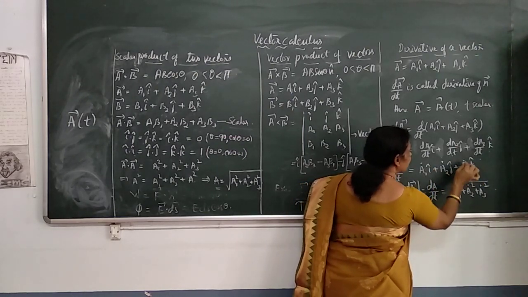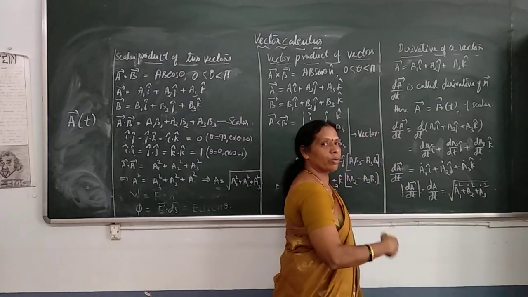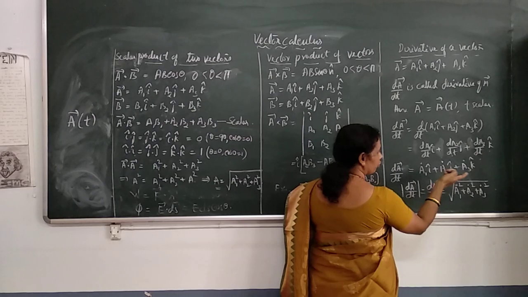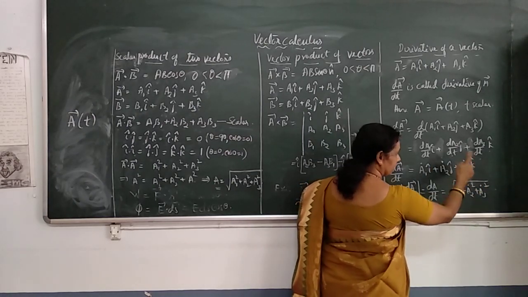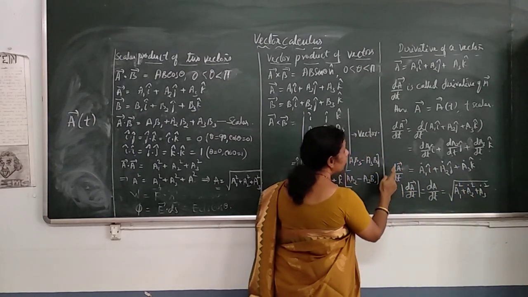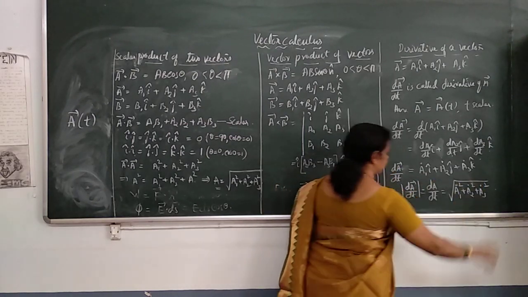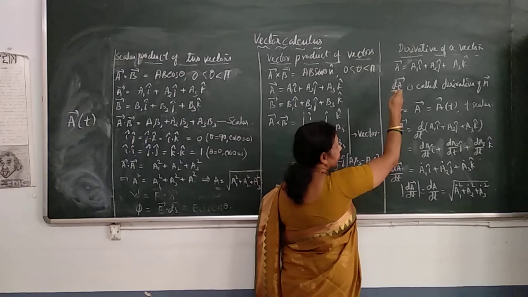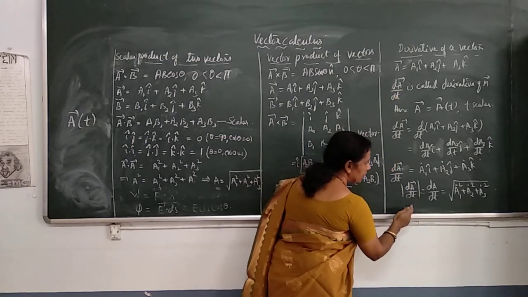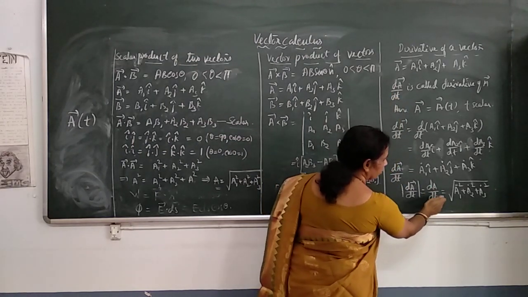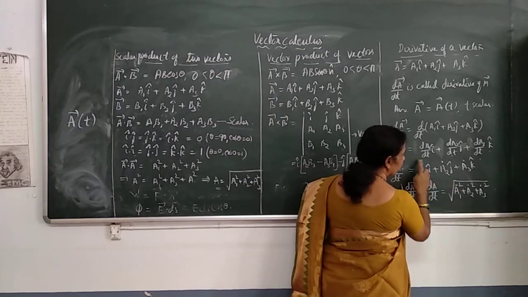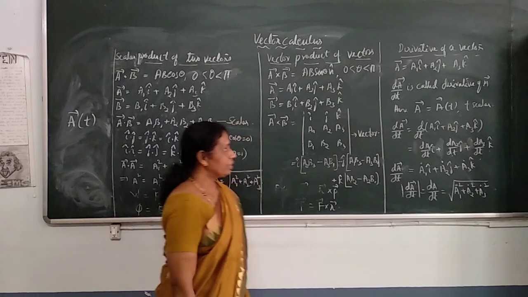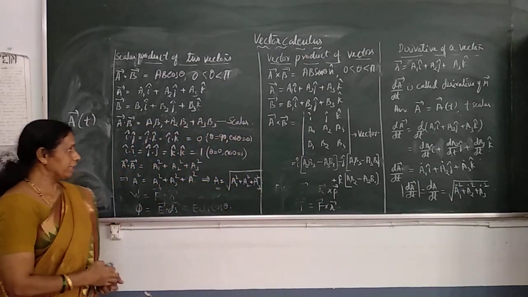The dot indicates the first derivative of that quantity. So the first derivative of A1 is A1 dot, that of A2 is A2 dot, that of A3 is A3 dot. The derivative of the vector A is given by this. Then the magnitude of the derivative of the given vector: mod of dA vector by dt is equal to the square root of A1 dot square plus A2 dot square plus A3 dot square. This is about the derivative of a vector.